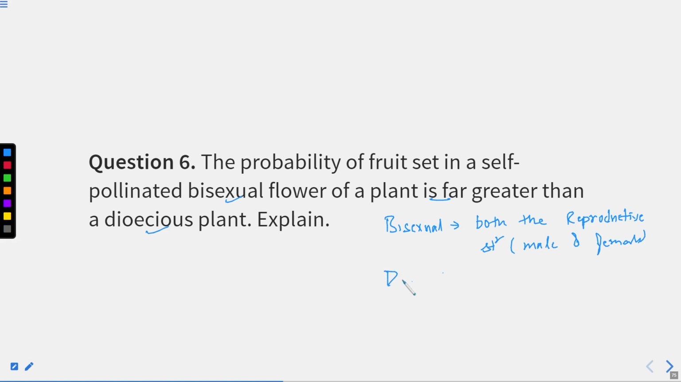Now what is dioecious? Dioecious represents the unisexual condition. Unisexual condition means the flower will have either the male reproductive organ or the female reproductive organ. So this is known as the dioecious condition. It represents the unisexual condition. Now they are saying the probability of fruit set in a self-pollinated bisexual flower of a plant is far greater than the dioecious plant. So we have to explain this.